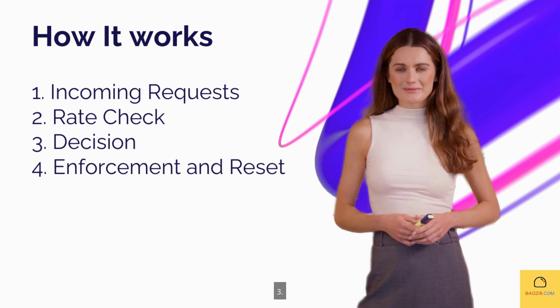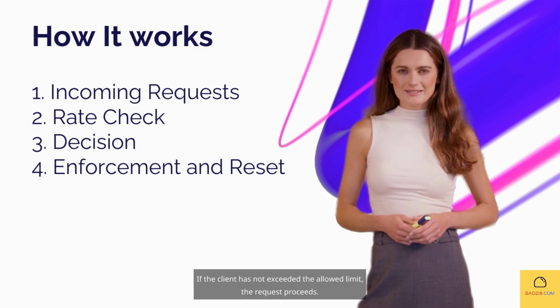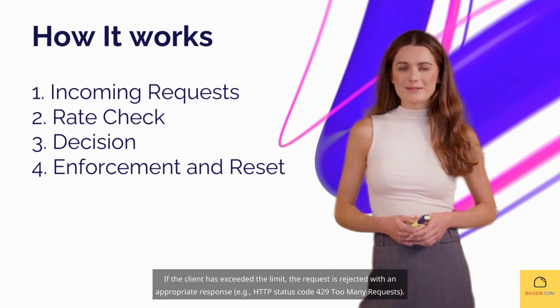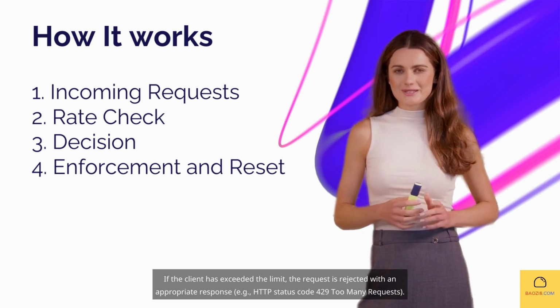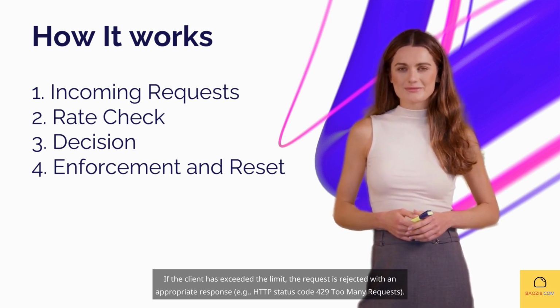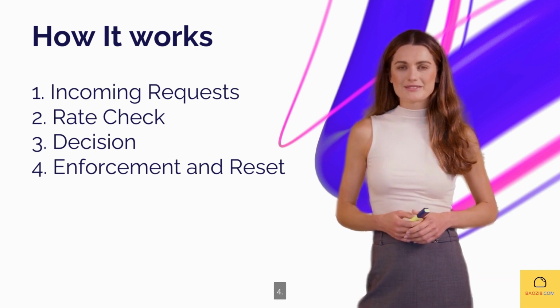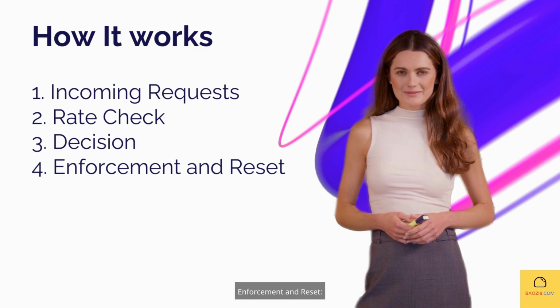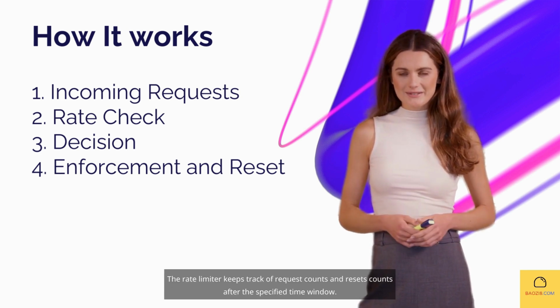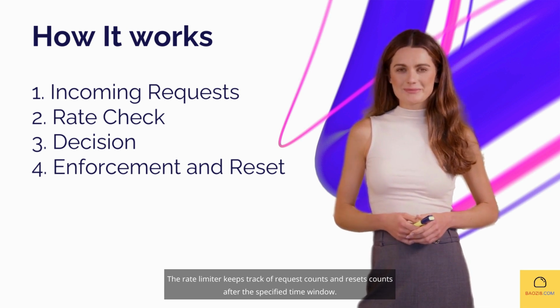3. Decision. If the client has not exceeded the allowed limit, the request proceeds. If the client has exceeded the limit, the request is rejected with an appropriate response, e.g., HTTP status code 429, too many requests. 4. Enforcement and reset. The rate limiter keeps track of request counts and resets counts after the specified time window.